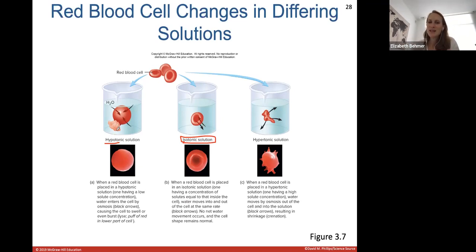If we put a red blood cell into a hypotonic solution, remember, emphasize the O, because that tells you the shape the red blood cell will take when you put a red blood cell into a hypotonic solution. Because the inside of the red blood cell is more concentrated than the solution itself, water will naturally flow into that red blood cell, causing it to swell and eventually burst or lyse.